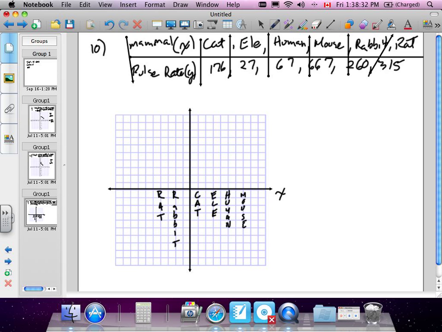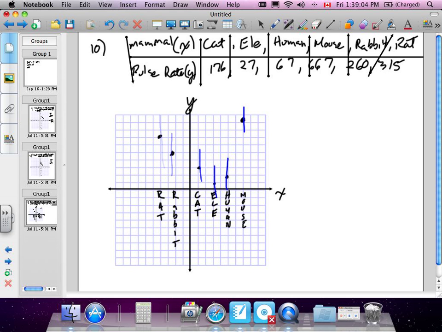The Y values are actual numbers, so let's just estimate where they'd be. Cat would be pretty, decently high. Elephant was very low. Humans in between. Mouse has a very, very high heart rate. Rabbit is higher than cat. And rat is higher than rabbit. Okay? So, looking at this, if I were to draw vertical lines through these, does it pass the vertical line test? Yes. Okay, so we could say, yes, this is a function.